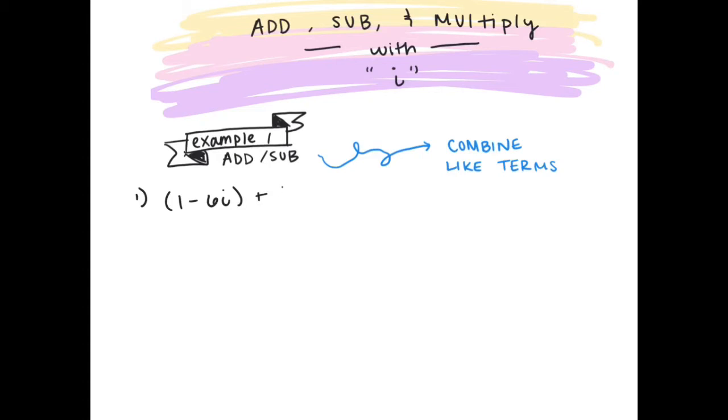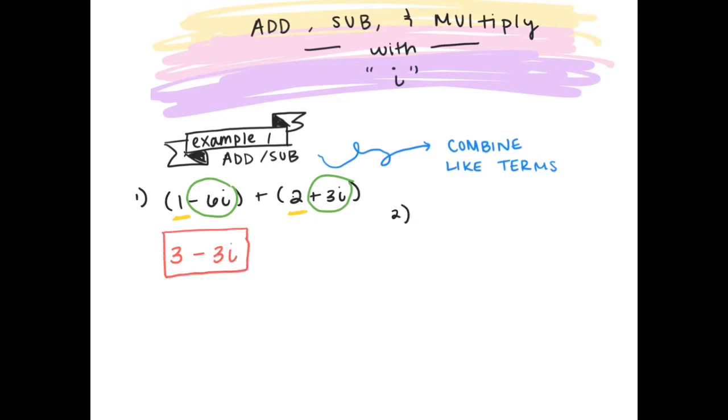So for our first example, I've got 1 minus 6i plus 2 plus 3i. So I'm going to combine my integers first. So 1 and 2 give me 3. And then when I combine my i's, I've got negative 6i and positive 3i for negative 3i. So my final answer is 3 minus 3i.